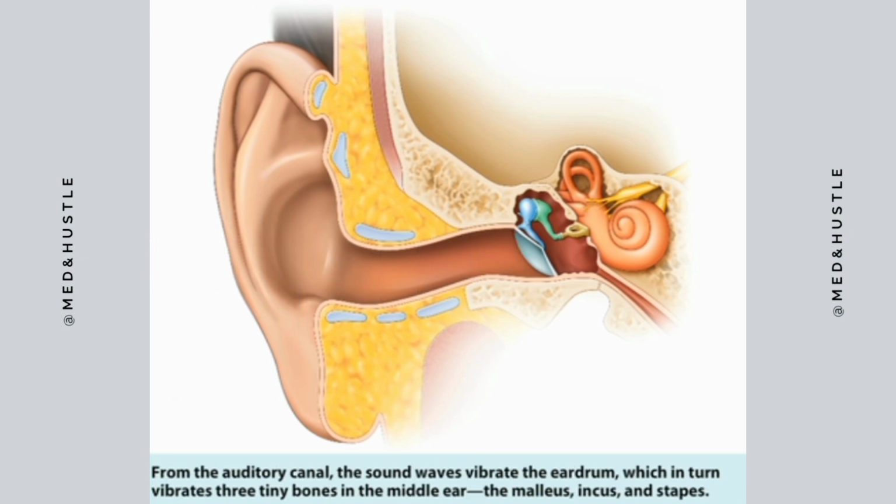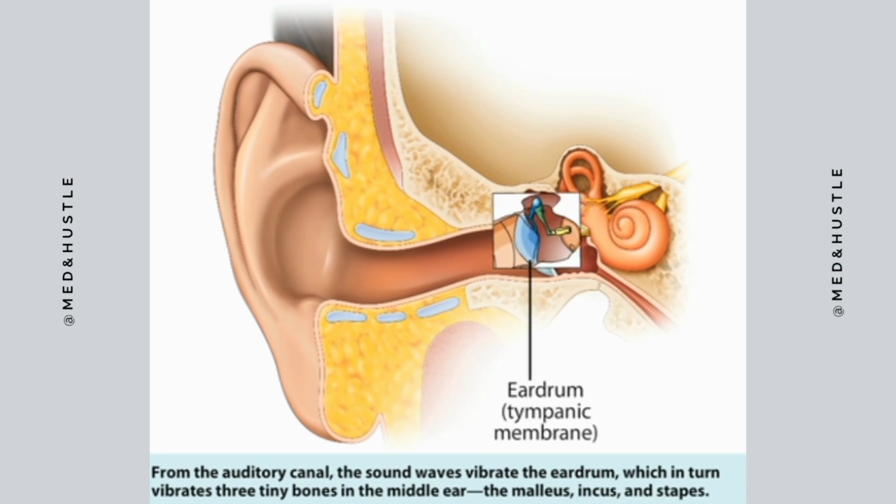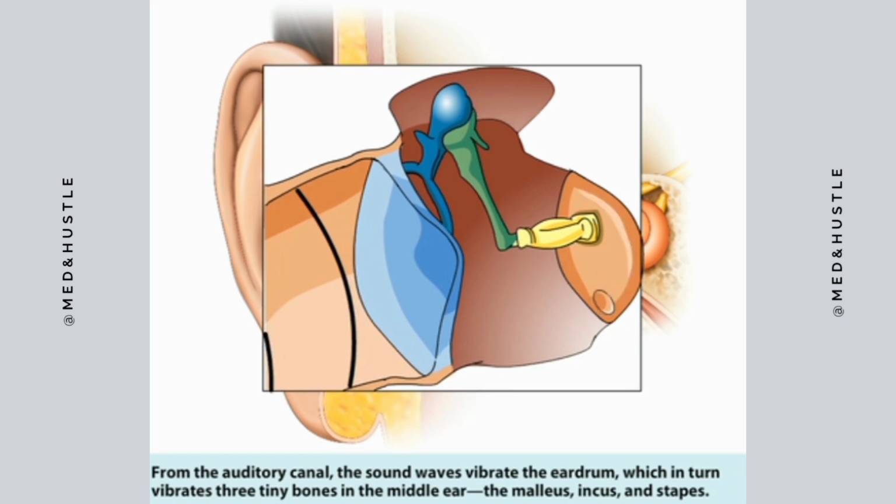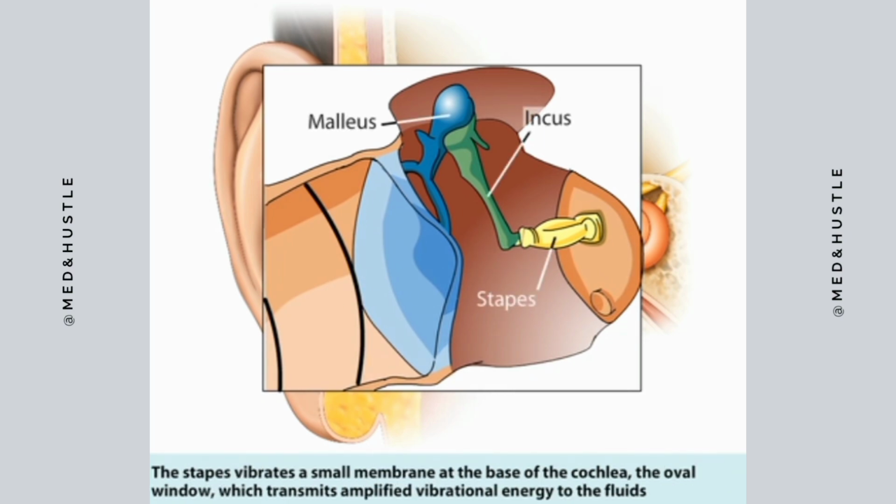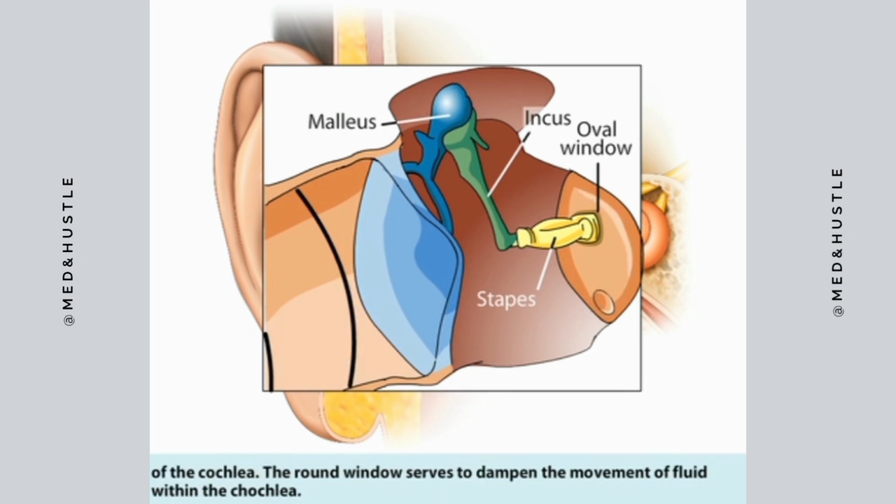From the auditory canal, the sound waves vibrate the eardrum, which in turn vibrates three tiny bones in the middle ear: the malleus, incus, and stapes. The stapes vibrates a small membrane at the base of the cochlea, the oval window, which transmits amplified vibrational energy to the fluids of the cochlea. The round window serves to dampen the movement of fluid within the cochlea.